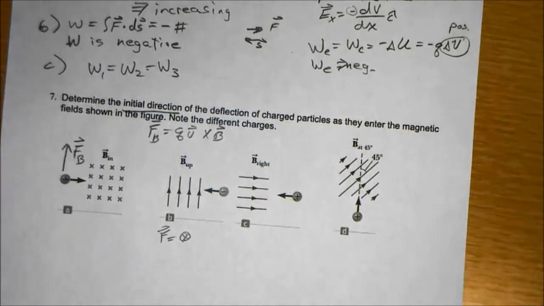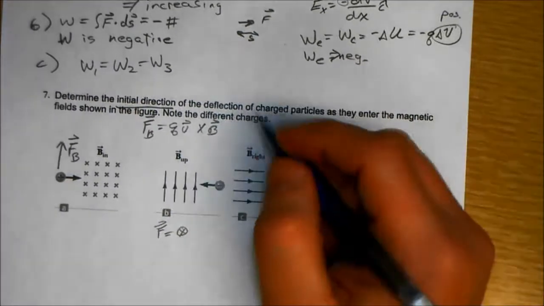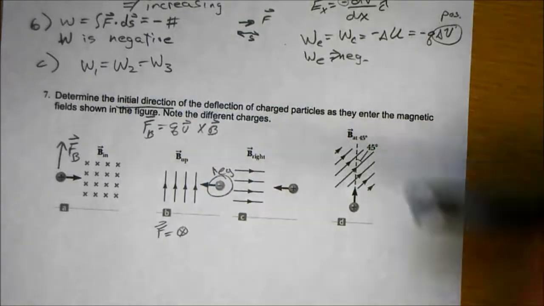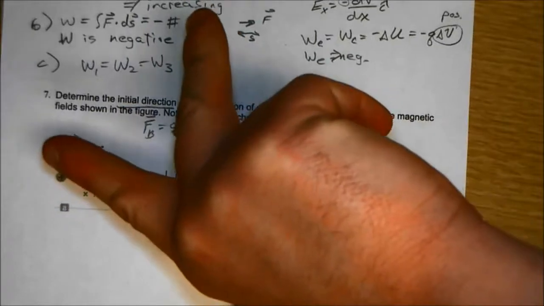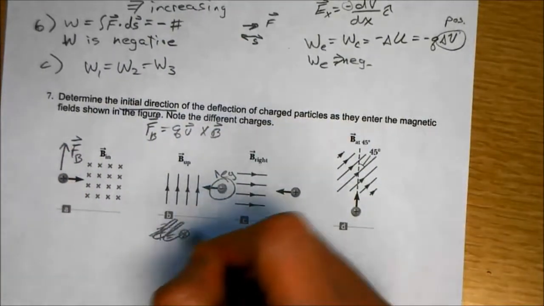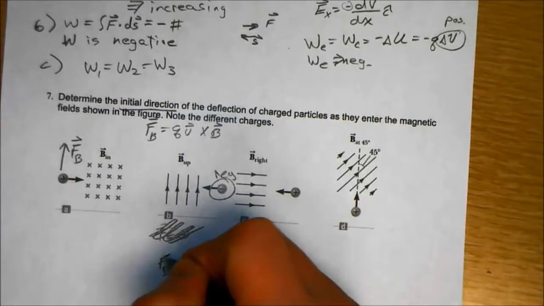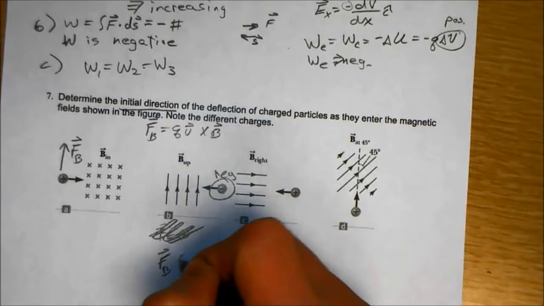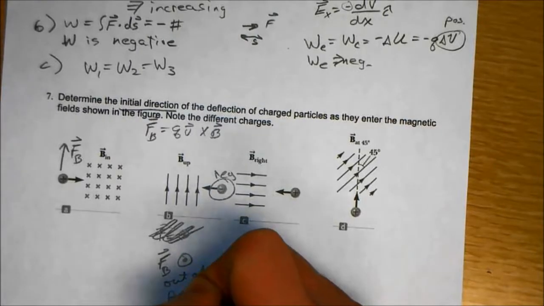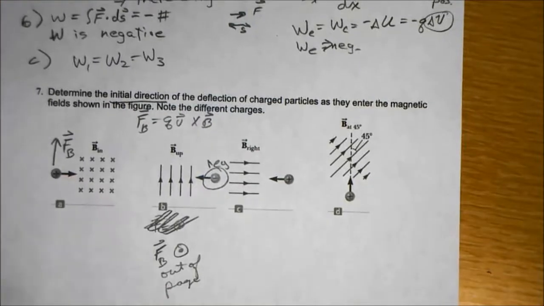I was about to say that, but I noticed one thing. This is a negative charge, so I have to reverse that. Remember, this right-hand rule works only for positive charges. If it's a negative charge, you flip the direction, and so now the force from the magnetic field is out of the page. It's just because the charge is negative.